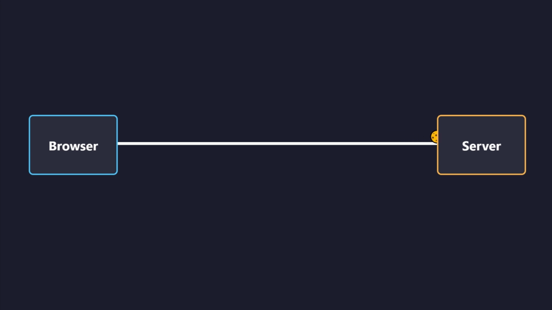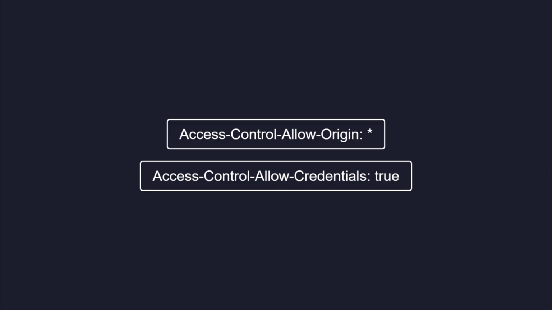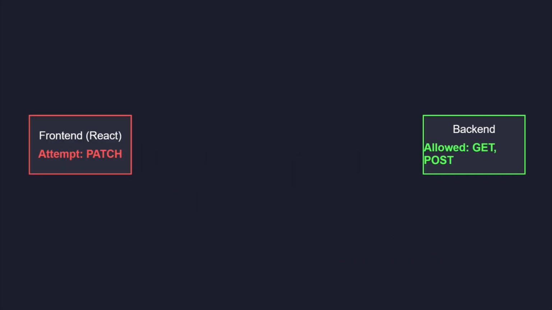When your application needs to send cookies or authentication headers, the server must include the access control allow credentials header set to true. This tells the browser that the response can be shared with the script, even when it contains sensitive identification data. A critical rule is that the access control allow origin header cannot be a wildcard if the allow credentials header is set to true. The browser will reject this combination because it creates a major security vulnerability where any site could read private cookies.